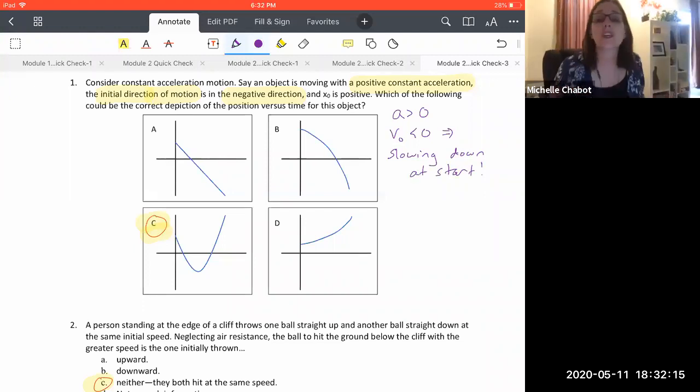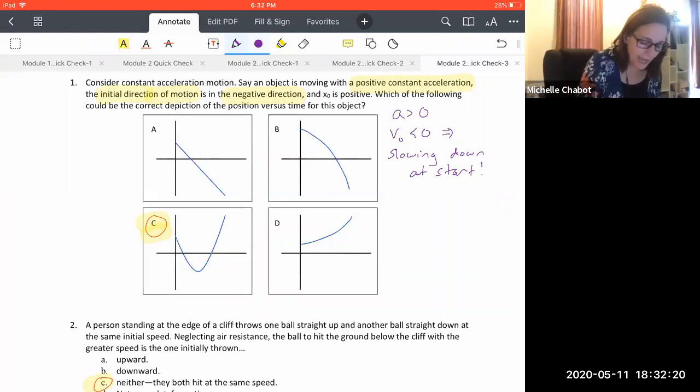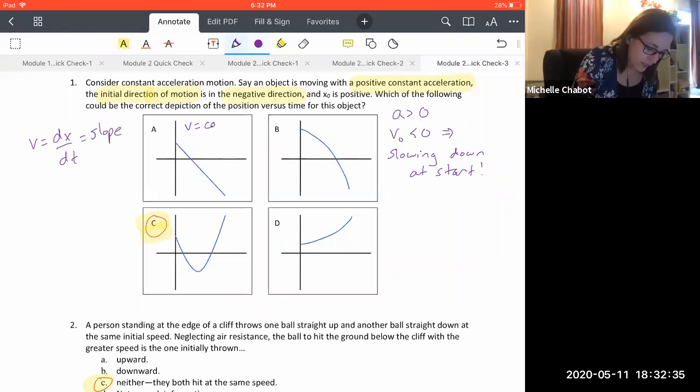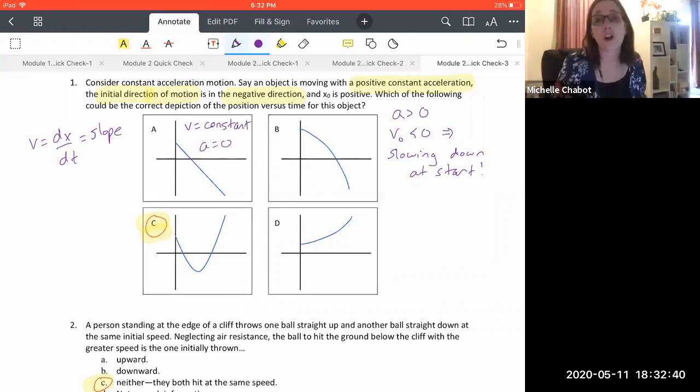So let's just look at each graph and see what we can do. We'll start with A. Remember here that the slope of a position versus time graph, which is what these are, is equal to the velocity. So this here has a constant velocity. That means this is what an acceleration equals 0 graph would look like, which is not a positive constant acceleration. So we know that A is incorrect.